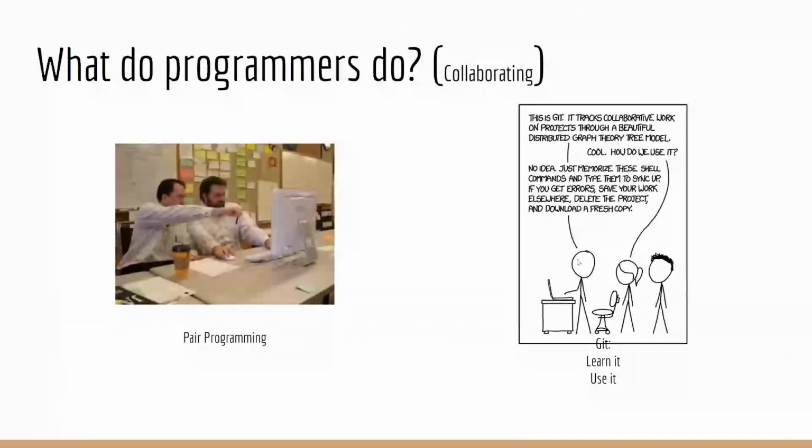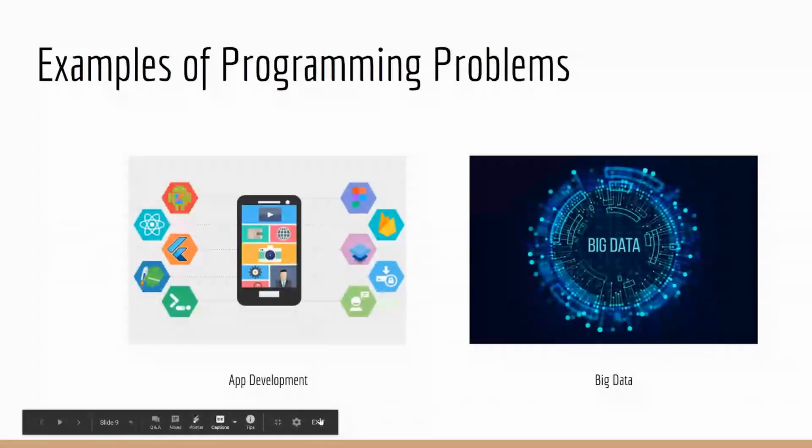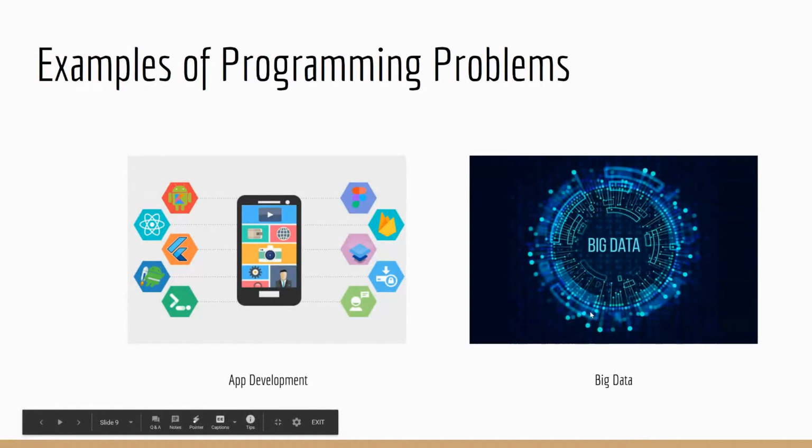It's just really fascinating, and I really suggest that you learn it as soon as possible, especially if you're going to be working on projects together. So some examples of programming problems are app development and big data. App development these days is pretty useful. Obviously that's what you use to make websites, apps, and honestly, apps are pretty much used for everything, including TVs.